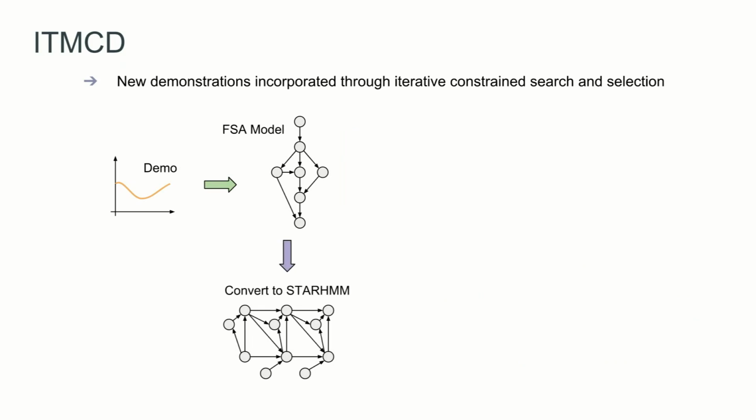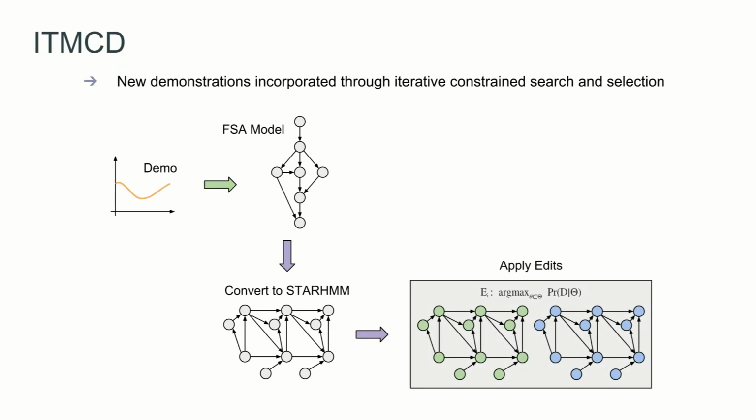The FSA model is converted to a StarHMM representation in order to perform subsequent model learning and selection steps. A set of candidate corrections are proposed that allow a specified combination of structural changes, offering different modifications to the model. These could include modifications of existing primitives or the addition of new primitives and/or transitions between primitives. This is accomplished by constraining the parameters of the StarHMM during the edit application process.